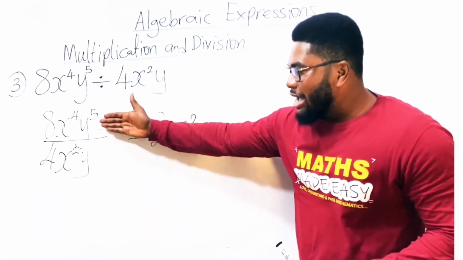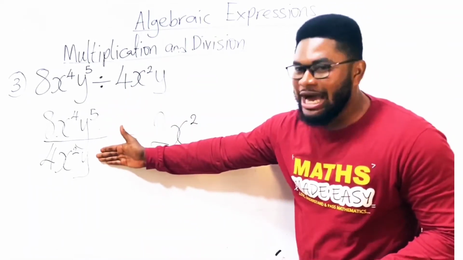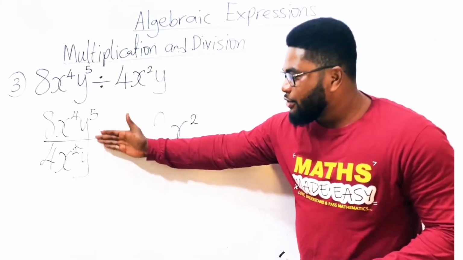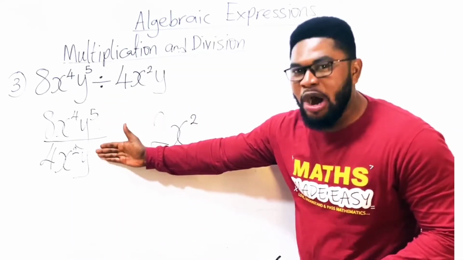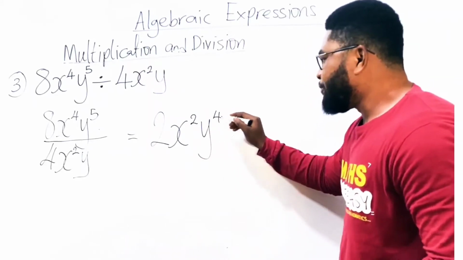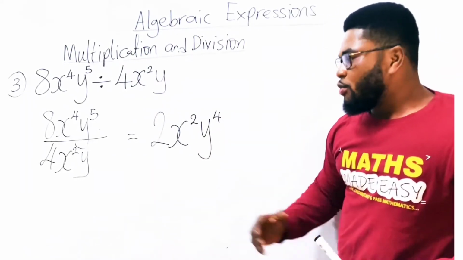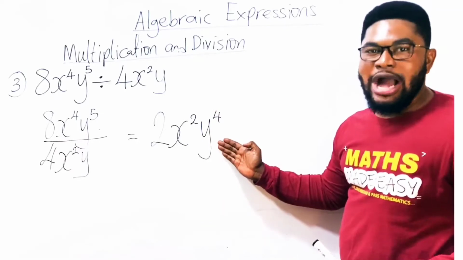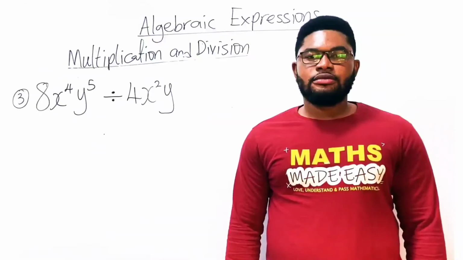Then coming to the y raised to the power 5 and y having a power of 1. So power 5 minus power 1 gives us power 4. So we get y raised to the power 4. That means our final answer will become 2x squared y raised to the power 4.